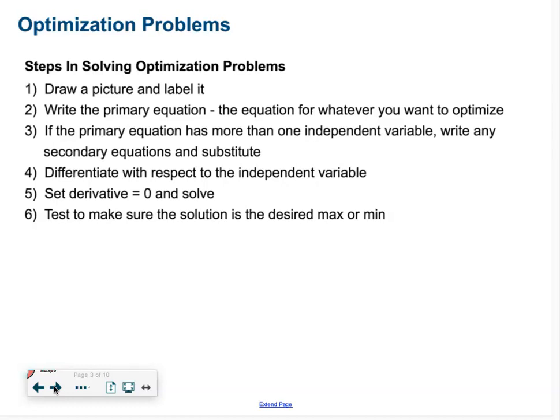So step 1 is obviously optional. No one is going to grade your picture, but it's helpful. So I personally always start by making sure I have a labeled picture. That's just helpful to me. You don't have to have it, but it'll help you. All right, so you draw a picture, you label it. You write the primary equation, which is the equation for whatever you're trying to optimize. If the primary equation has more than one independent variable, you have to find other equations so you can substitute out. We'll talk about this in a minute. Differentiate with respect to the independent variable, set the derivative equal to 0, solve, and then test to make sure you actually have the max or the min.